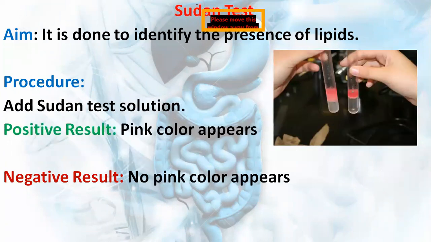Moving to the Sudan test, which is done to identify the presence of lipids. We have to add Sudan test solution. If there is a pink color, this means that we have lipids. If there is no pink color, meaning that there are no lipids.